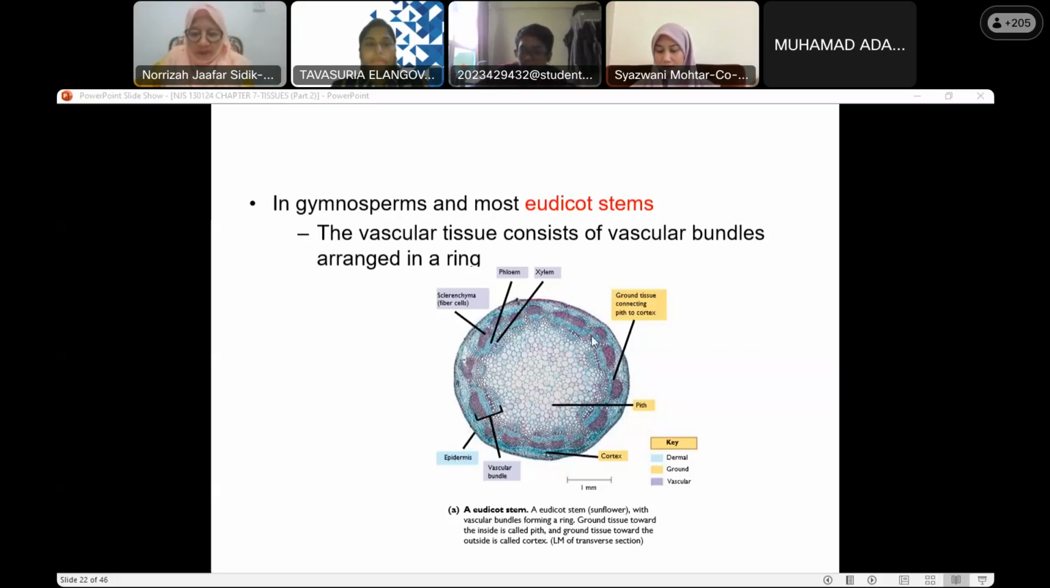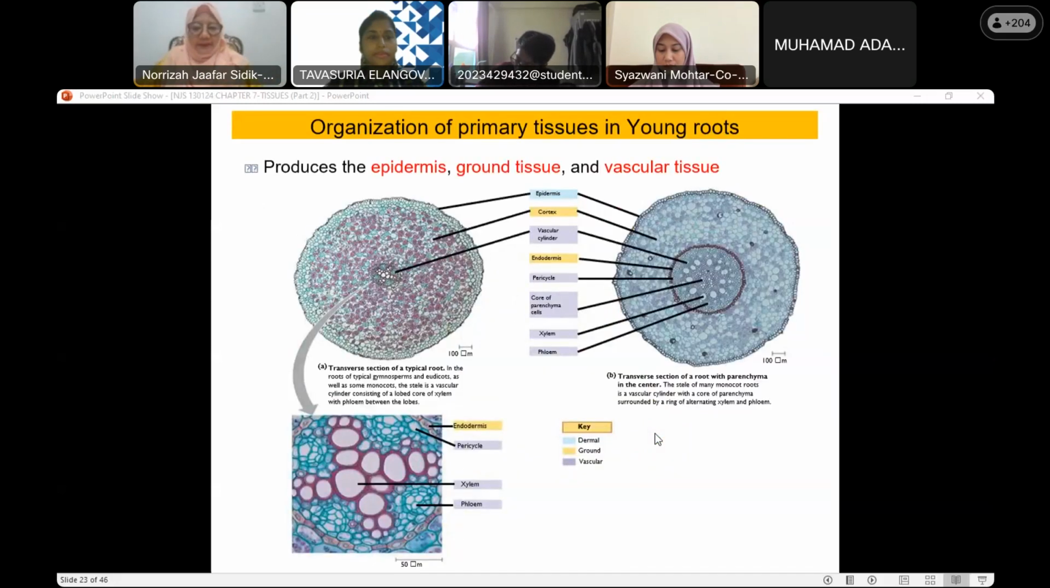So it's like this. You can see here the eudicot stem, such as the flowers, with the vascular bundle forming a ring. The ground tissue that grows toward the inside is what we call pith. And the ground tissue that grows toward the outside, we call it cortex. So these are the different types of tissues.